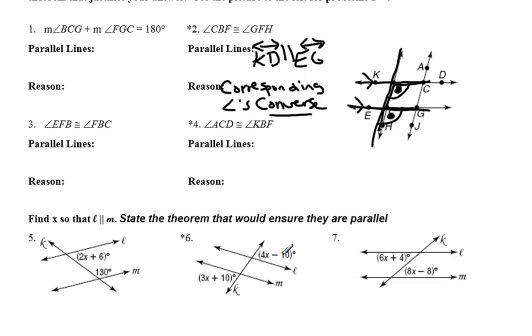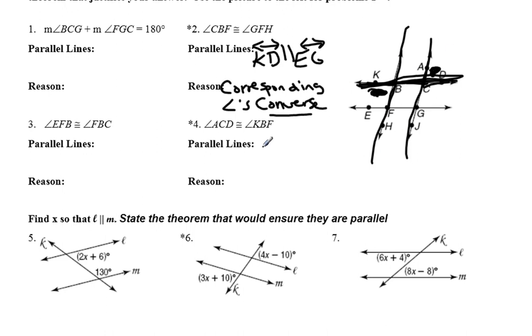Number 4, clean this up a little bit, tells us that angle ACD, so A to C to D is this angle right here, and angle KBF is this angle right here. Well, this one we'd have to look at it sideways, because here's the 2 lines and the transversal, that form these 2 angles. So our 2 parallel lines are the ones that look like they're parallel going up and down.